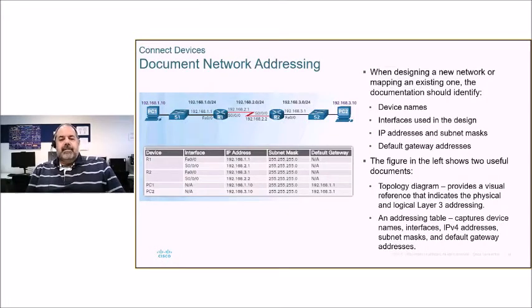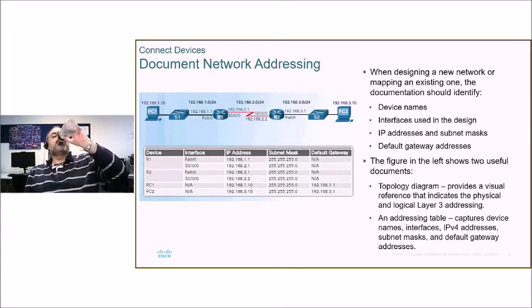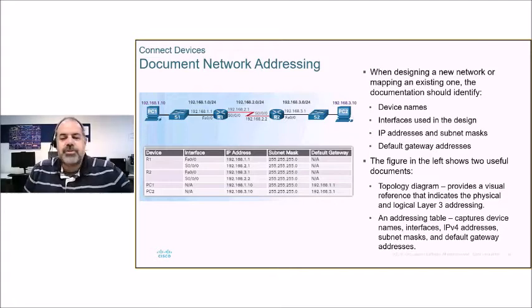Okay, documenting network addressing. When you design a network addressing scheme, don't just leave it in your head. You should document it. You should identify what devices, using which interfaces and what IP addresses and subnet masks they use, as well as their default gateways. This is an example. Router 1, using this interface, has this IP address with that mask. The default gateway column is empty because it's a router, and so on.